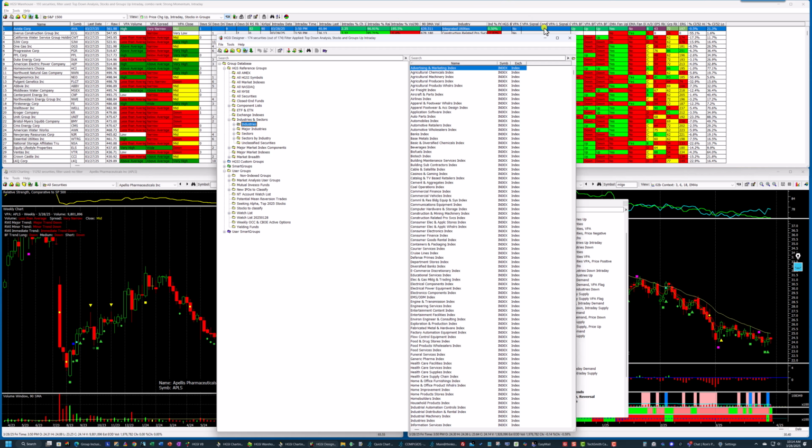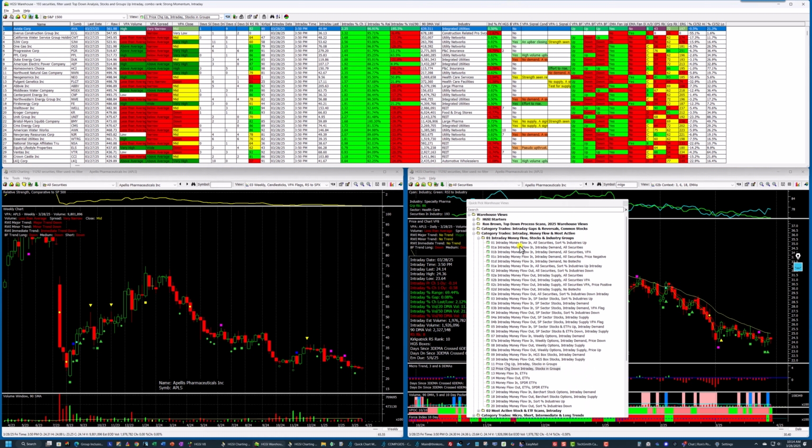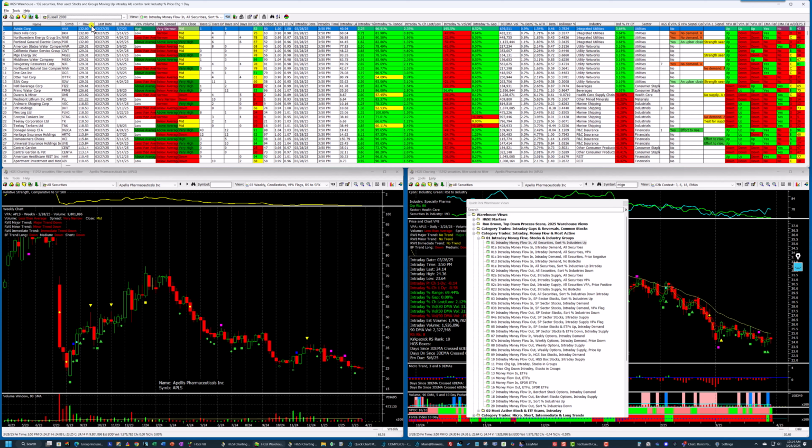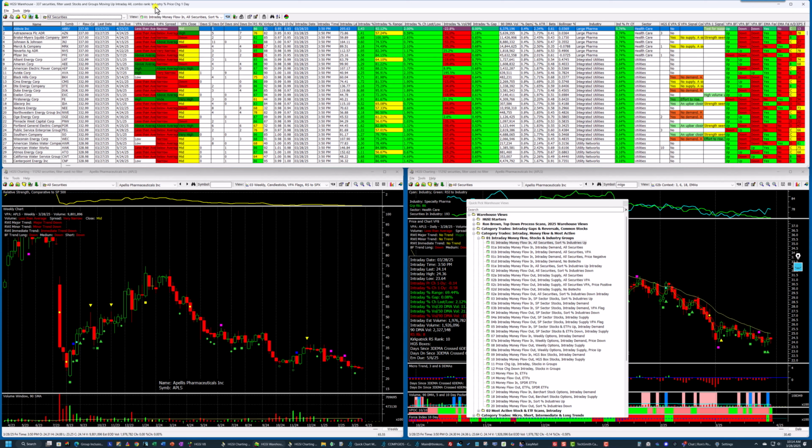Okay, now when it's done, then I go back up here to the top and notice 01 is intraday money flow in, all securities, industries up. I'm still in the S&P 1500. If I go to all securities, I'm having trouble finding it today. Here we go. No, I grabbed the wrong one. All securities. You can see there are 337 securities up, and these are sorted with the combo on the industry price change percentage in 1 day.